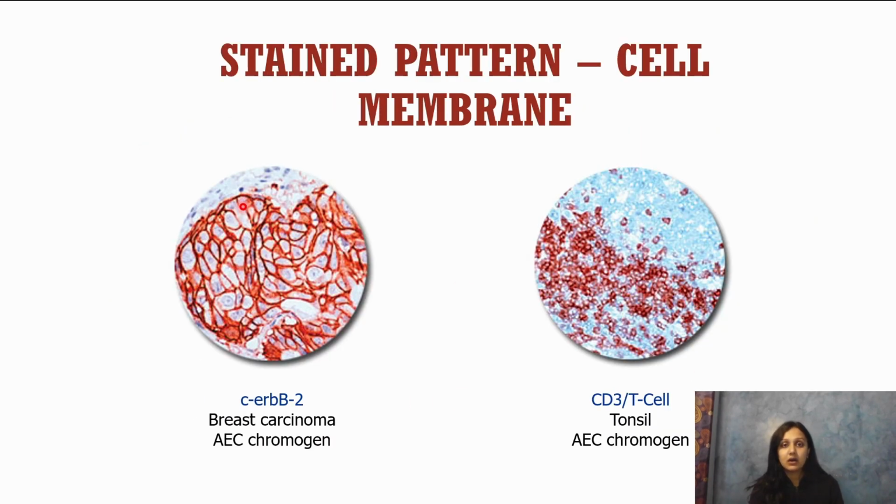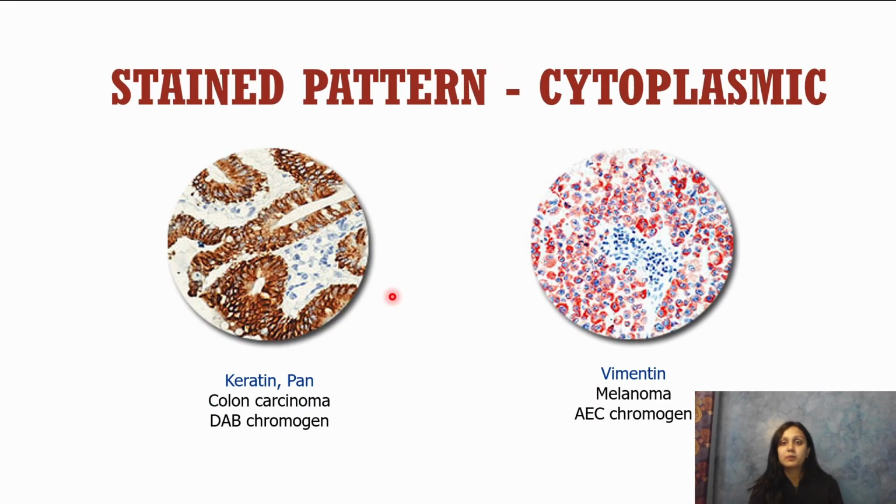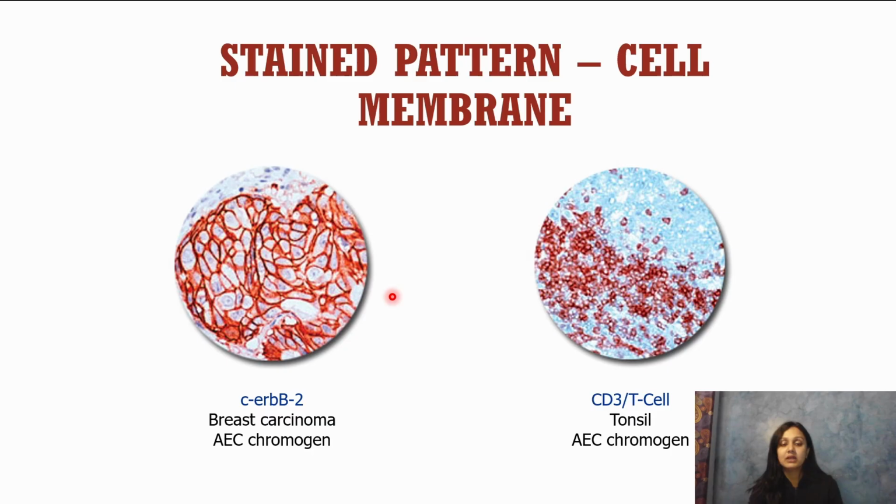This is how we'll be studying staining pattern: cell membrane, nuclear and cytoplasmic positivity. How do they look? This is cell membrane positivity. As you can see here, the chromogen has taken up the antigen that is depicting the cell membrane, and only the cell membrane, in both these slides.